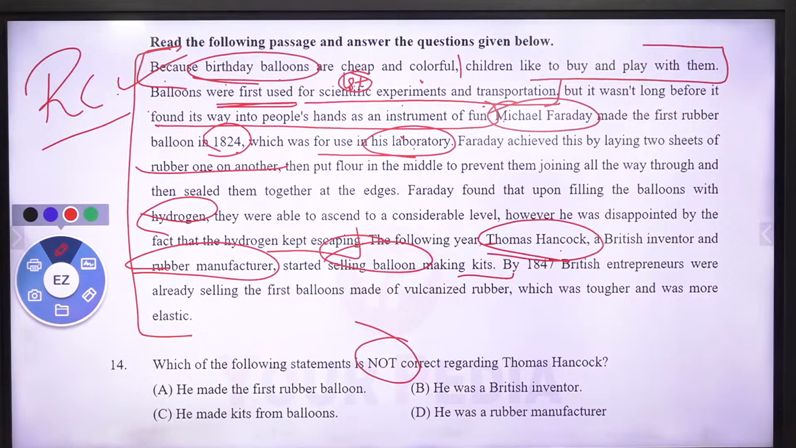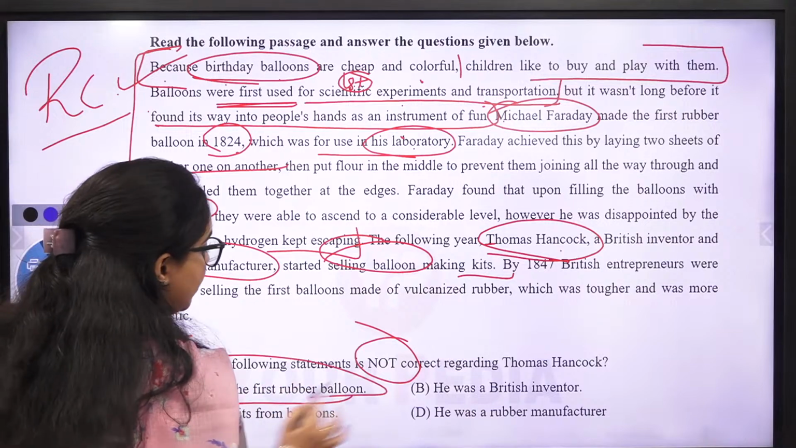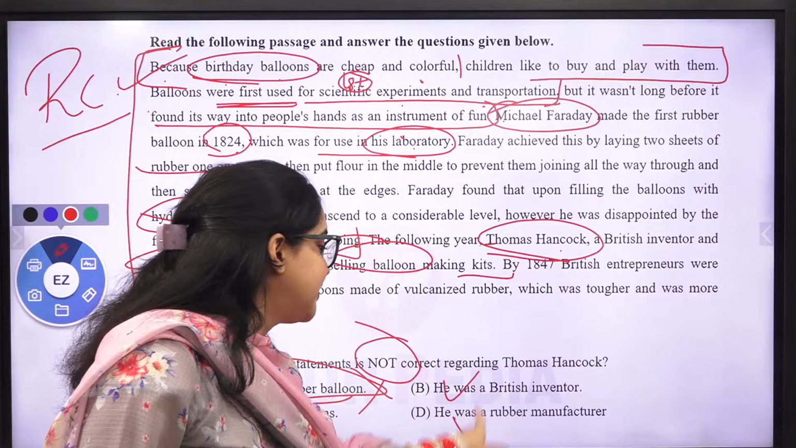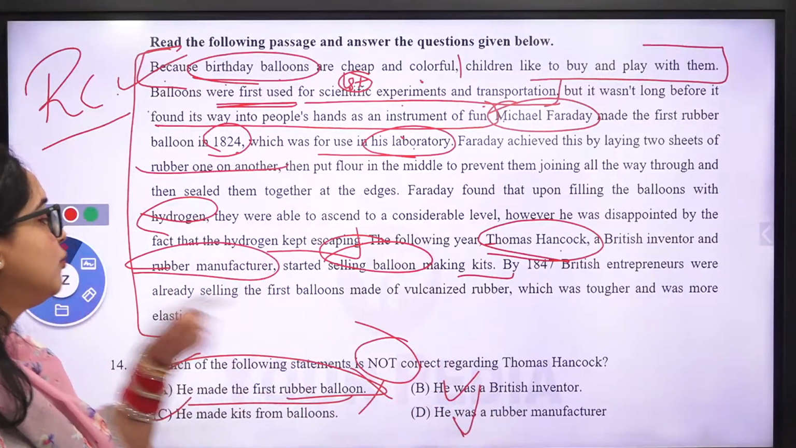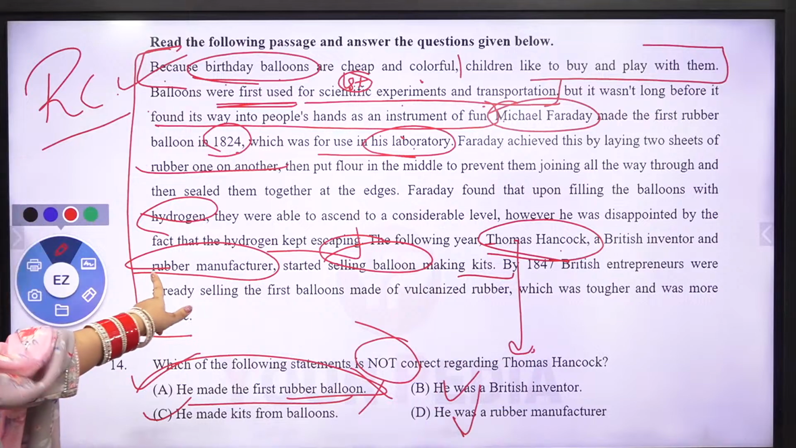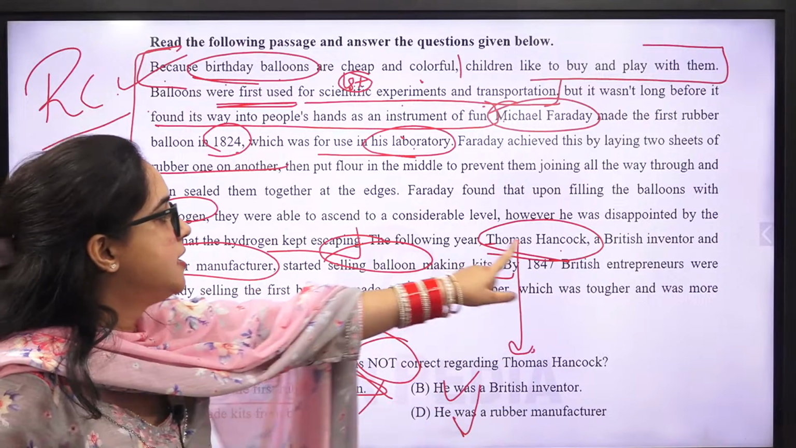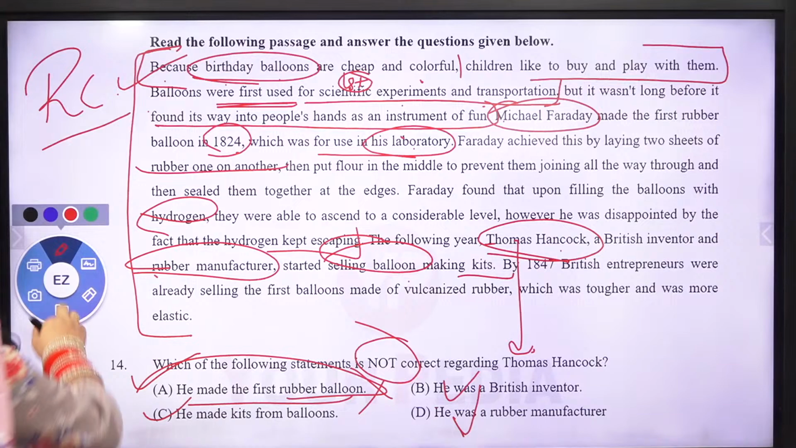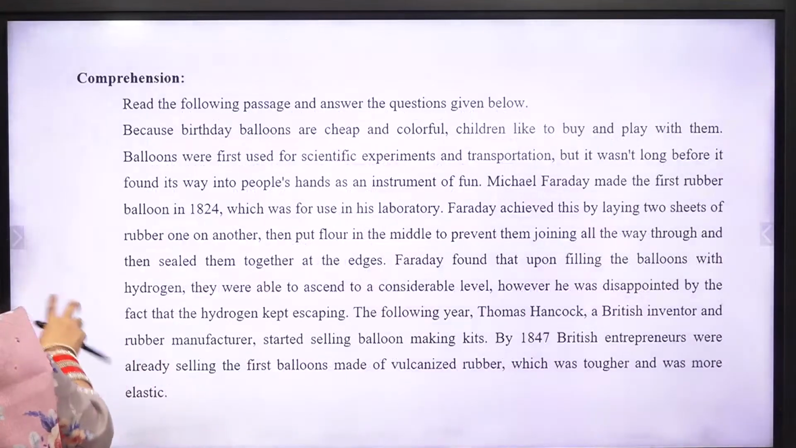He made the first rubber balloon. This is not correct, we don't have that information. He was a British inventor, right? He was a rubber manufacturer, right? He made kits for balloons, right? But this is Thomas Hancock: rubber manufacturer, made rubber kits, British inventor. But the first rubber balloon was not made by him. So it is option A. Go for the second now.